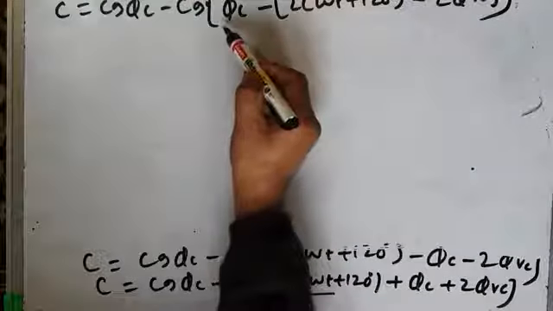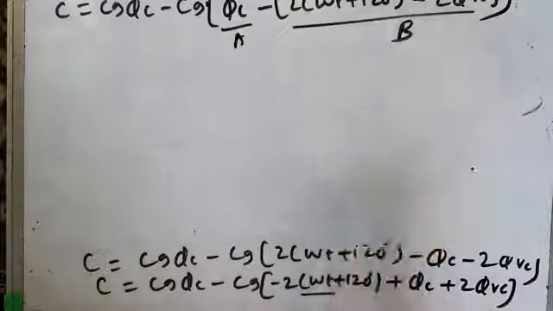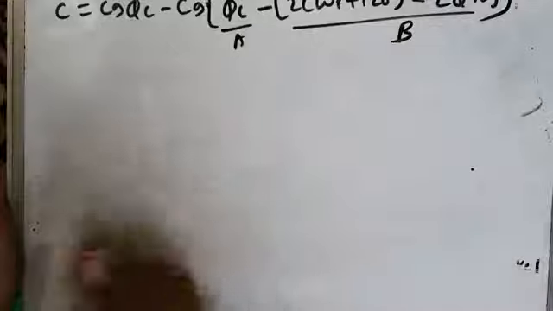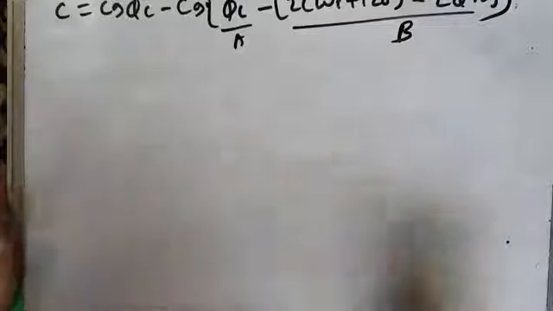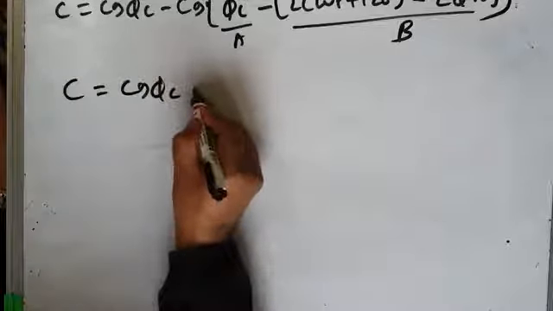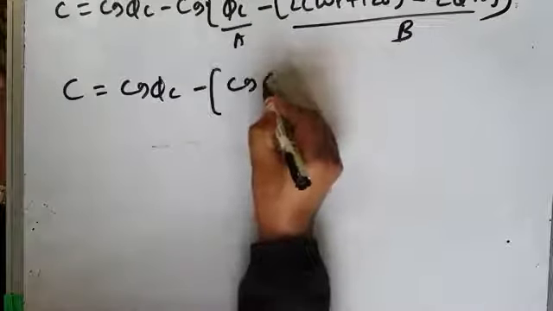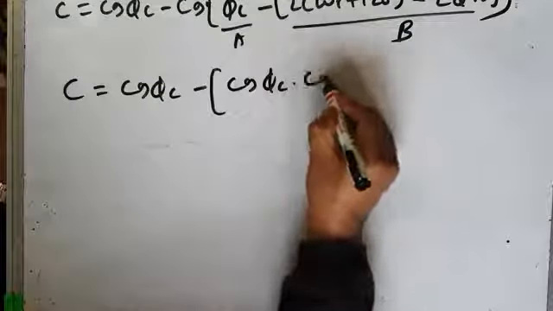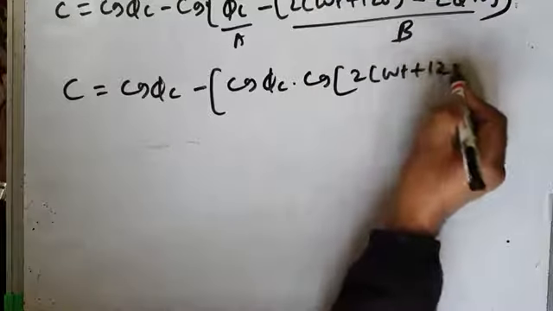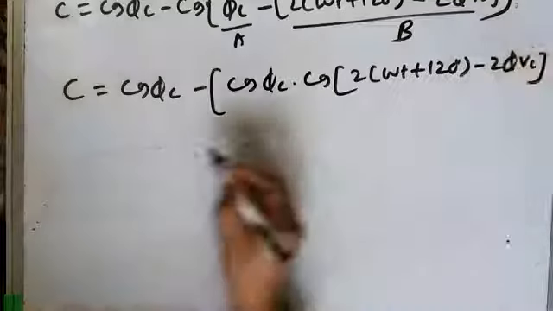So this is again cos of a minus b. So this is your a and this is b. Cos of a minus b is cos a cos b plus sin a sin b. Using that trigonometric identity, cos of a minus b equal to cos a cos b plus sin a sin b, we can get c equal to cos of phi c minus cos of a minus b, which is cos a cos b, that is cos a is phi c, into cos b, b is this whole thing, 2 times omega t plus 120 degrees minus 2 phi vc, plus sin a sin b.